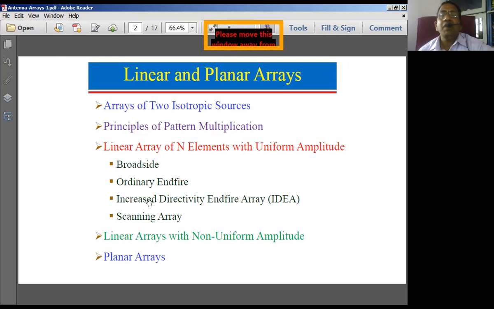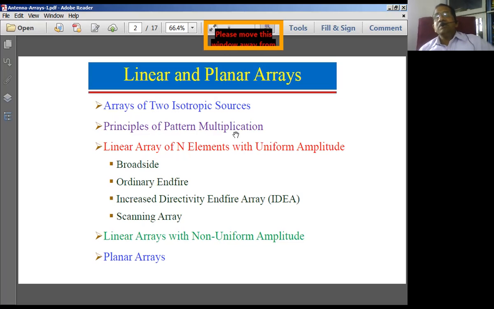Most importantly, here we have isotropic point sources. So what is an isotropic source? An isotropic source is an ideal source where the signal is radiated in all directions with equal strength, known as an isotropic antenna or isotropic point source. So an array of two isotropic sources is what we have in the syllabus. And the next topic is the principle of pattern multiplication.